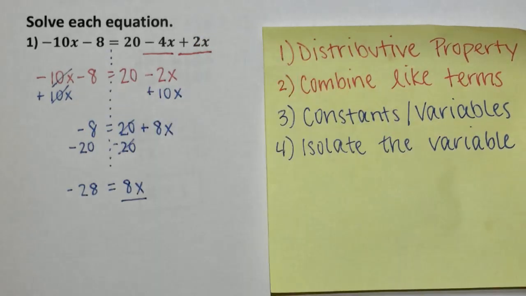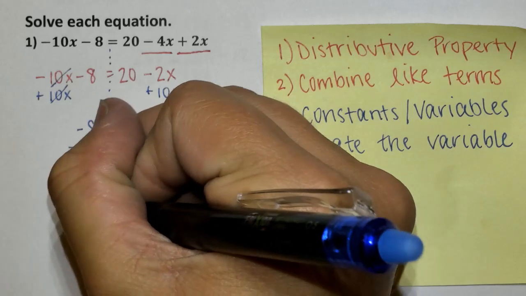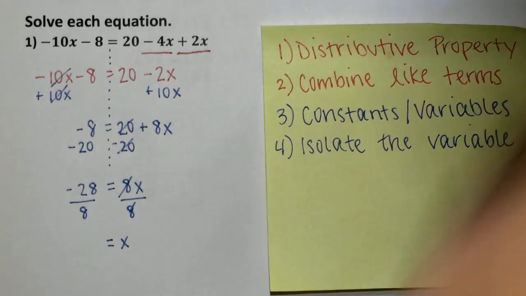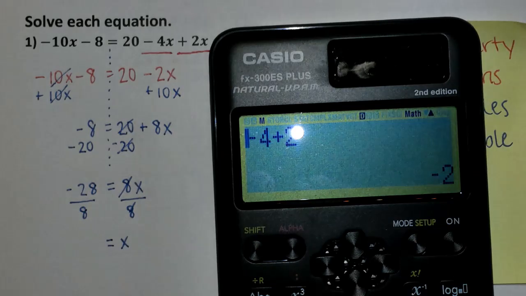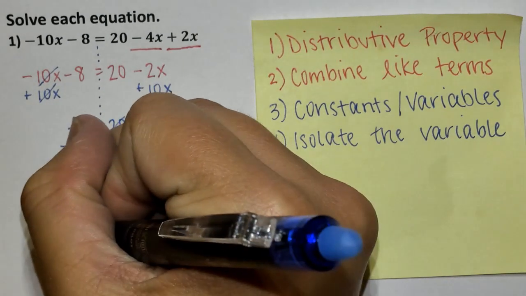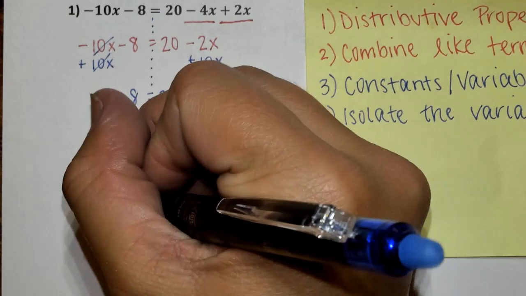And then to undo that multiplication, I divide. I'm going to divide by 8 on both sides. And x equals negative 28 divided by 8, which is negative 7 over 2, negative 7 halves, negative 3.5. You can write it as a decimal, or you could have written negative 3.5. Either of those would be fine.